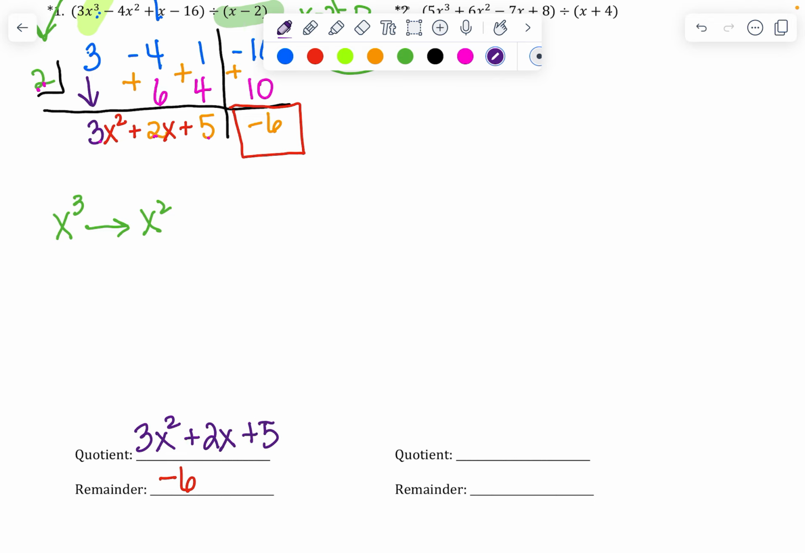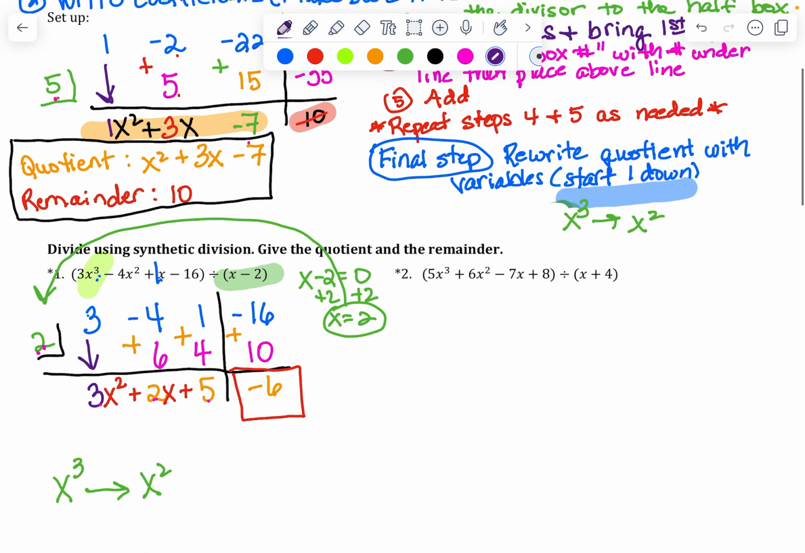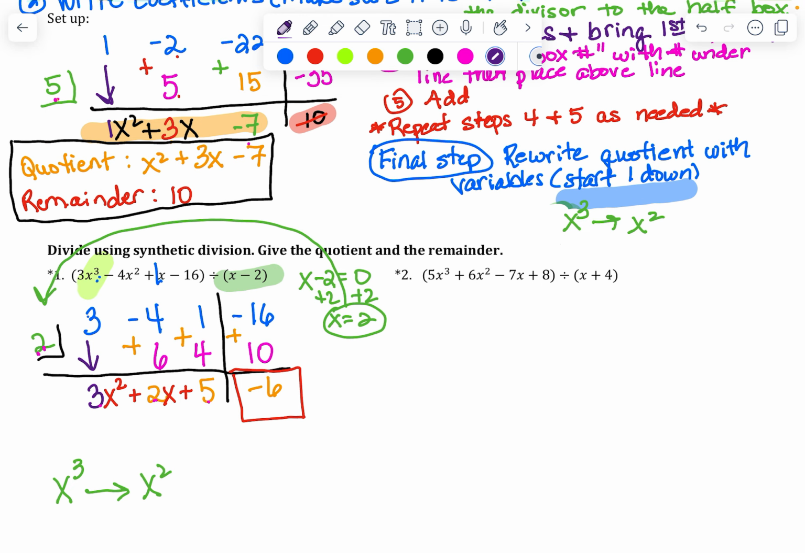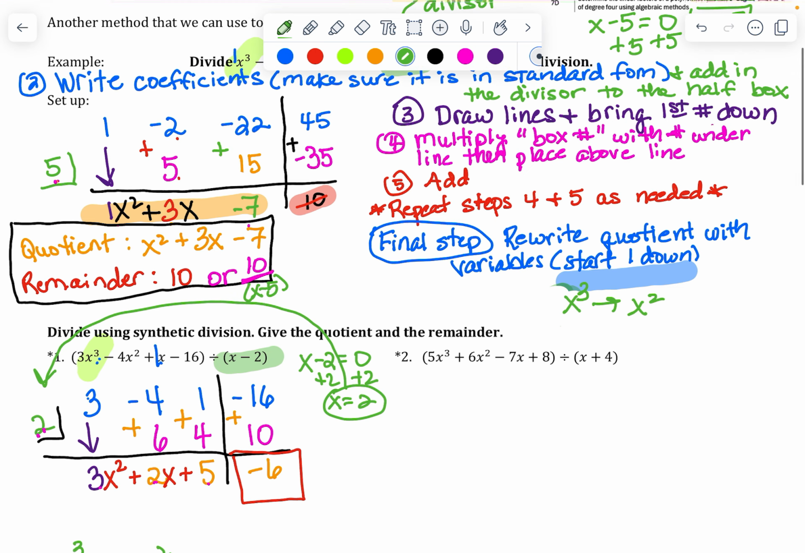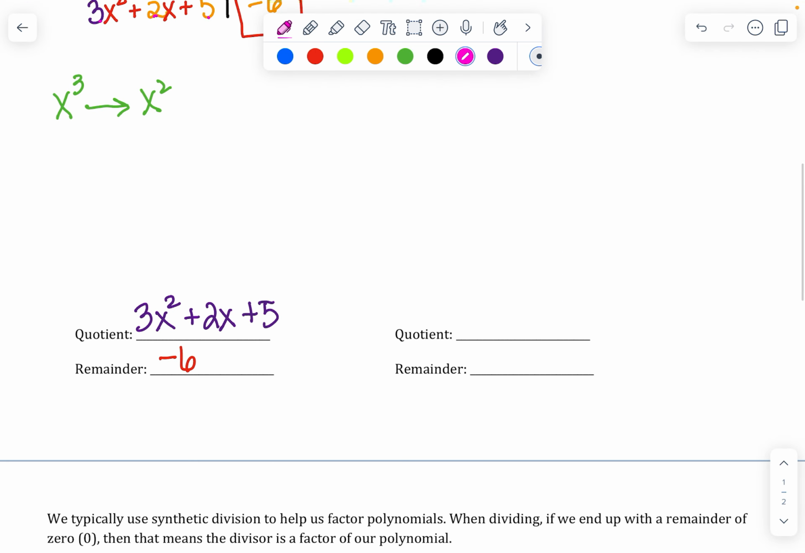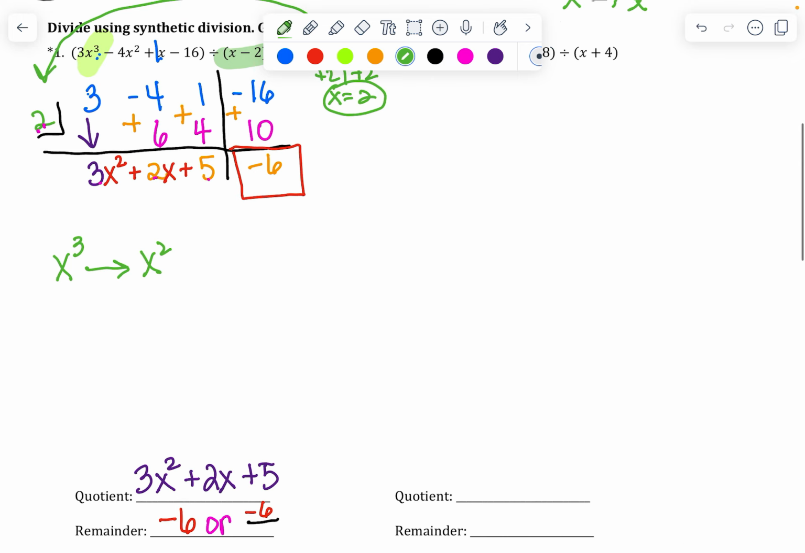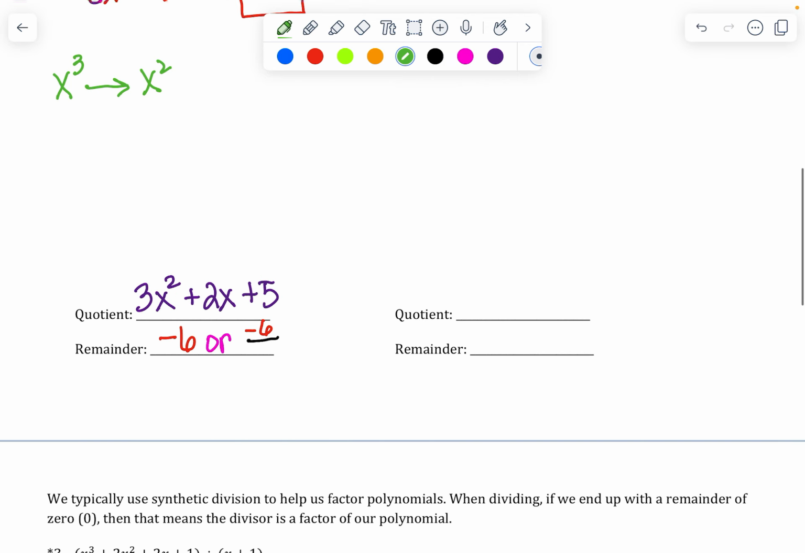Now, I want to show you one other way some people write the remainder. So I'm going to go back to this original example. The other way is they take that 10 and then they put it over the original divisor, which was that x minus 5. So if I do that down here, the other way is to take that negative 6, and then underneath it, you put the original divisor, which was that x minus 2.